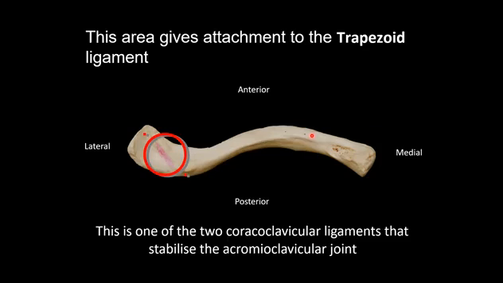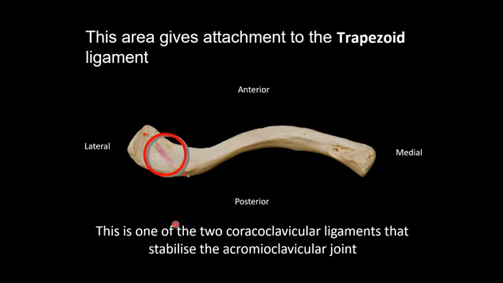First of all, let's look at one of the two coracoclavicular ligaments. From the word coracoclavicular, it means that there is a connection between the coracoid process of the scapula and the clavicle. So it's a connection between two structures. These two ligaments make up the coracoclavicular ligaments. One of them is the trapezoid ligament, and the other one is the conoid ligament.